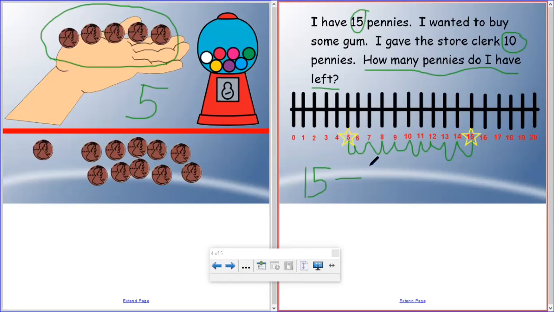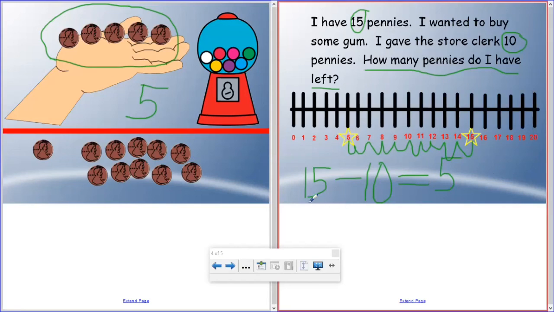And how many did we take away? 10. So we write the number 10. 15 minus 10 equals, now over here we're going to put the number that is equal to 15 minus 10. So when you have 15 and you take 10 away, what do you have left? 5. So 15 minus 10 is equal to 5.